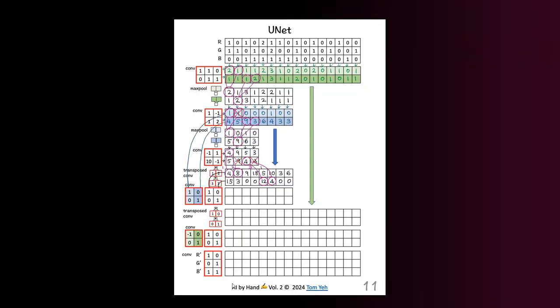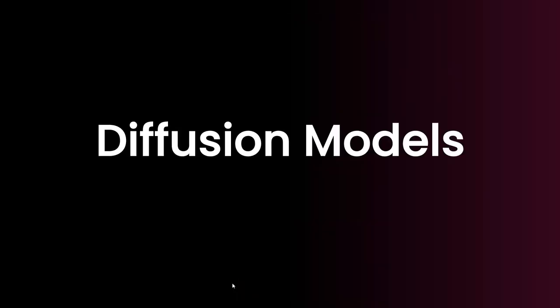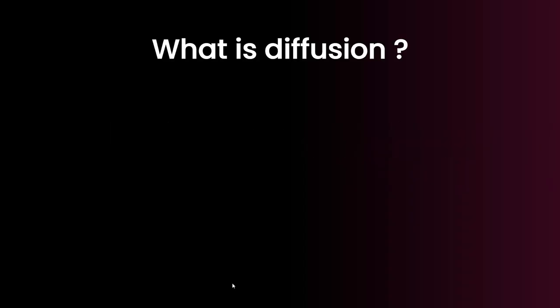So we have talked about GANs, and we have talked about the UNet and how it's used for the segmentation problem. Now let's start with diffusion models, which are our main topic, and we will get it in an easy way. We will start by thinking about what diffusion is.